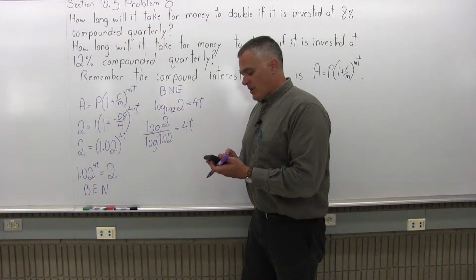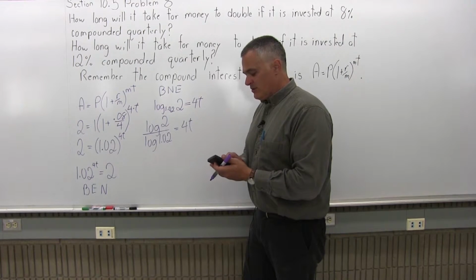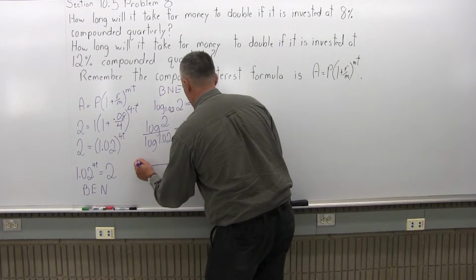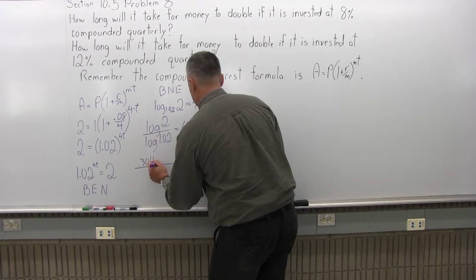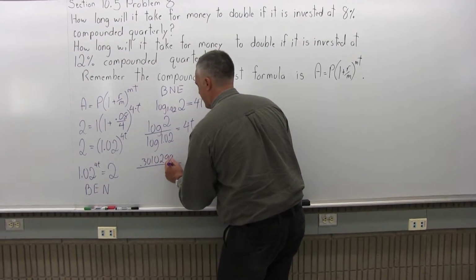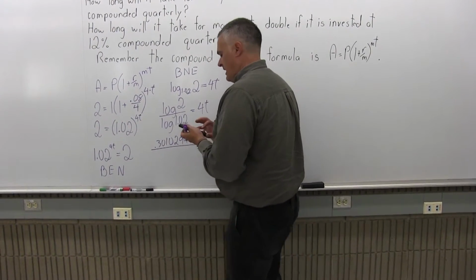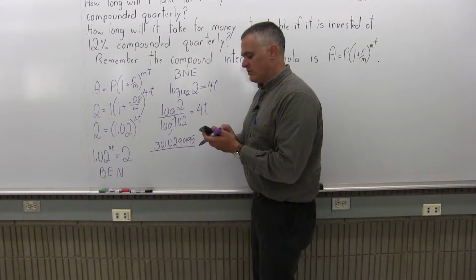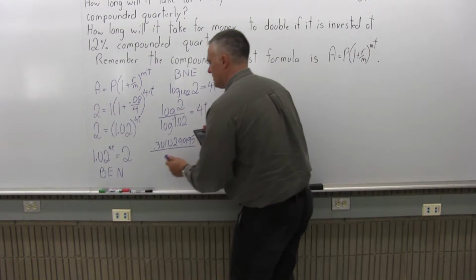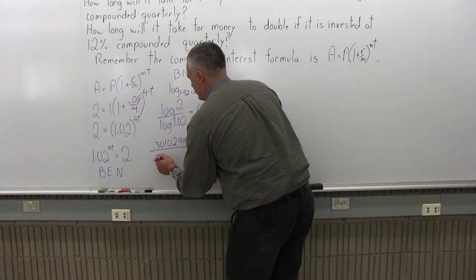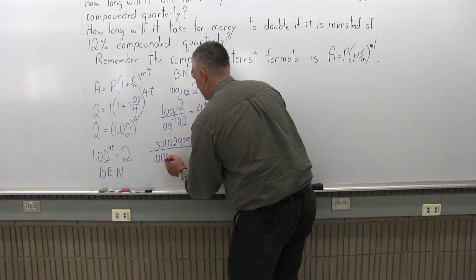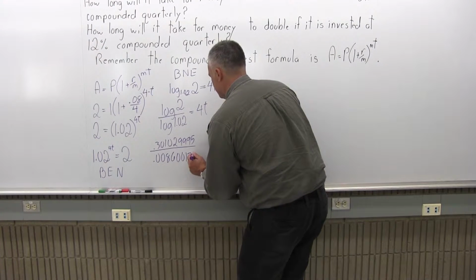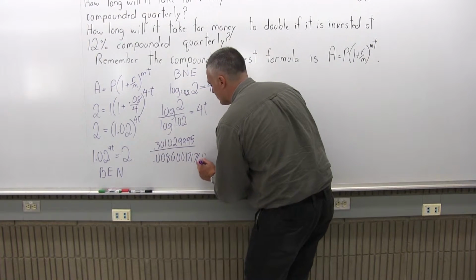So now the numerator, common log of 2, the calculator tells me very easily. In the numerator, I have the decimal 0.3010299995. And in the denominator, I'm going to have the common log of 1.02, which the calculator also tells me is 0.0086001762.